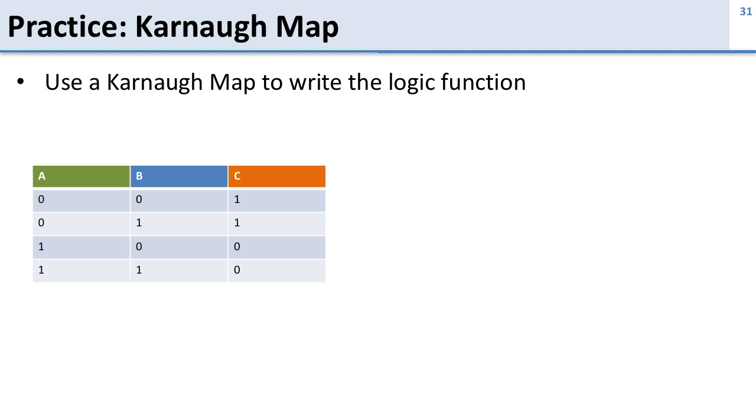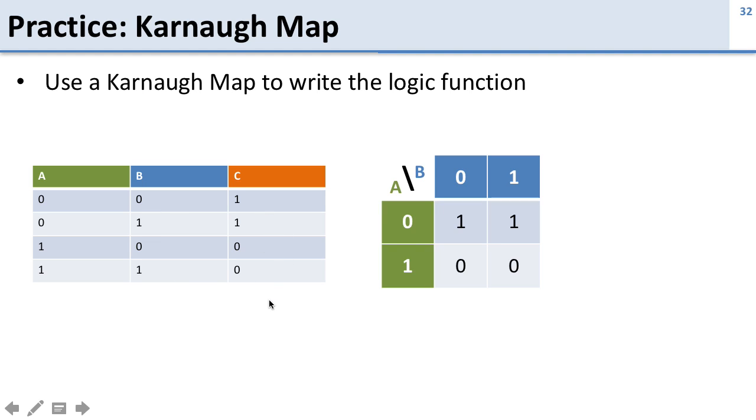Now let's go ahead and practice this Karnaugh map. So use a Karnaugh map to write down the logic function for C here. So to do this, we're going to take our inputs, and we put one of the inputs across the top and the other across the bottom, and we fill in the Karnaugh map here with the values here. So here A and B are both 0, so if A and B are 0, we see C is 0, so that's where we get the C is 1, so we get the 1 there.